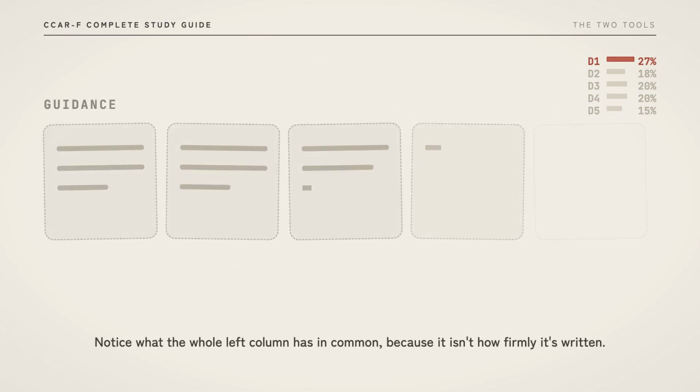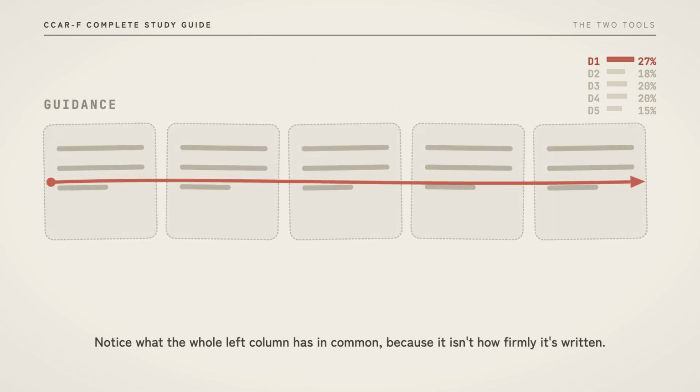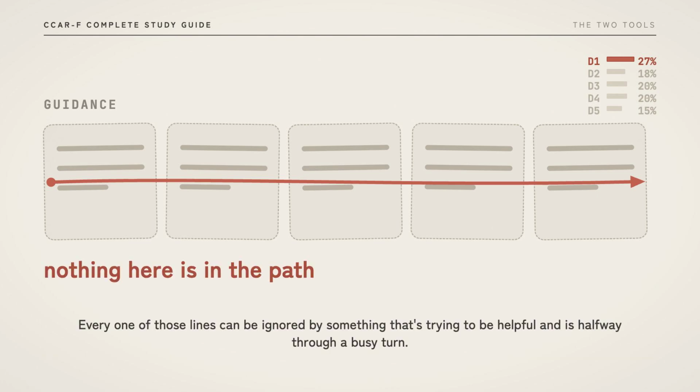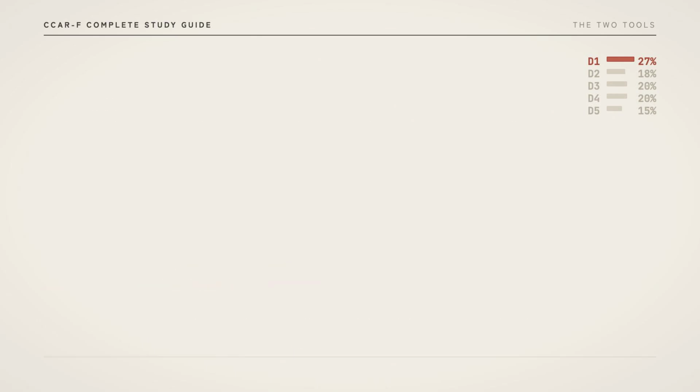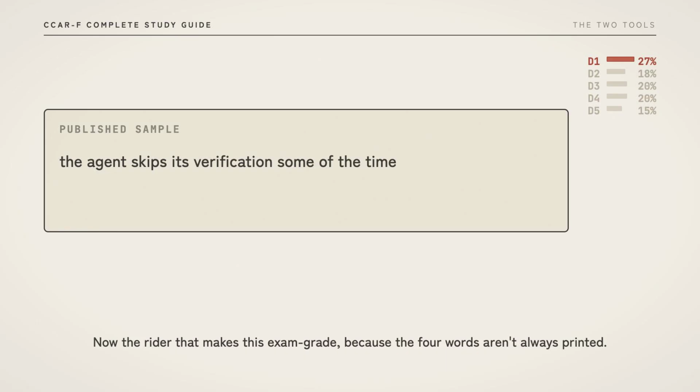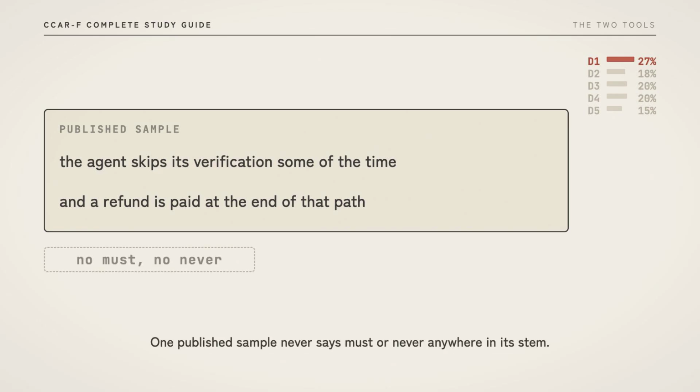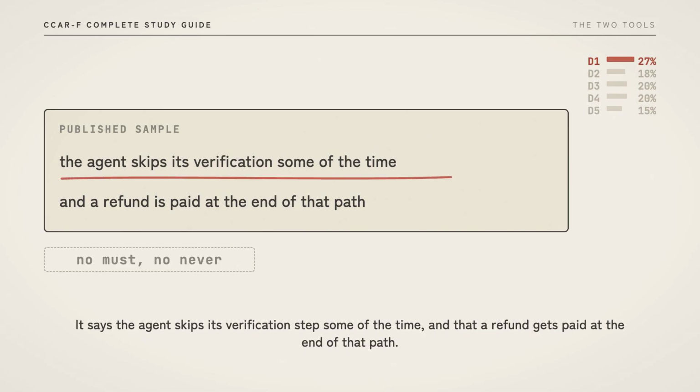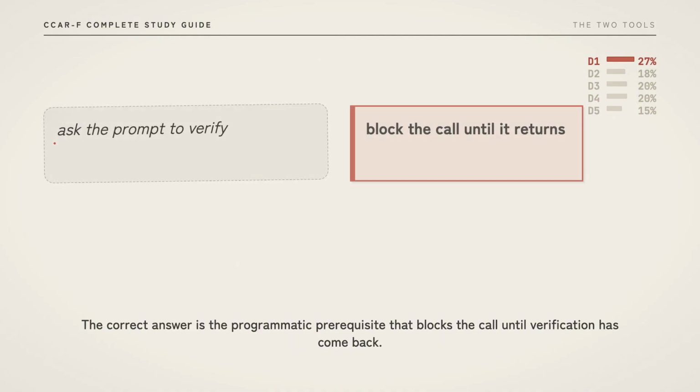Notice what the whole left column has in common, because it isn't how firmly it's written. Every one of those lines can be ignored by something that's trying to be helpful and is halfway through a busy turn. Now the rider that makes this exam grade, because the 4 words aren't always printed. One published sample never says must or never anywhere in its stem. It says the agent skips its verification step some of the time, and that a refund gets paid at the end of that path. The correct answer is the programmatic prerequisite that blocks the call until verification has come back.